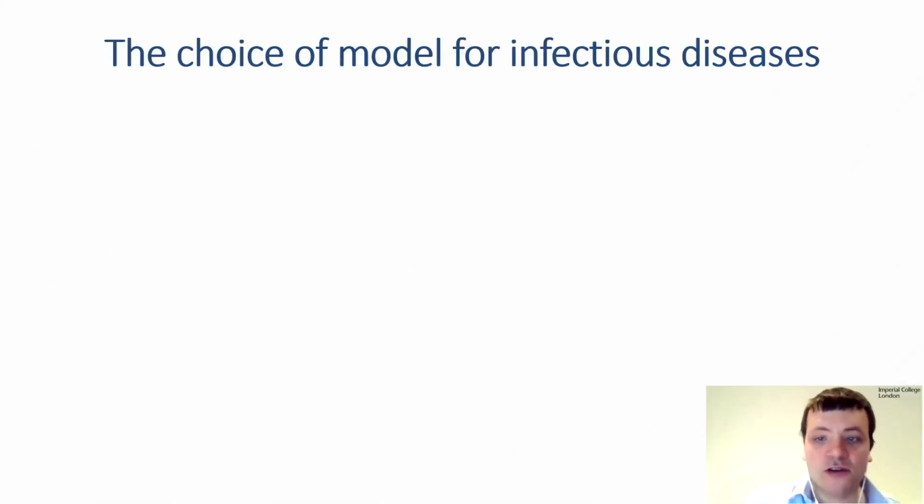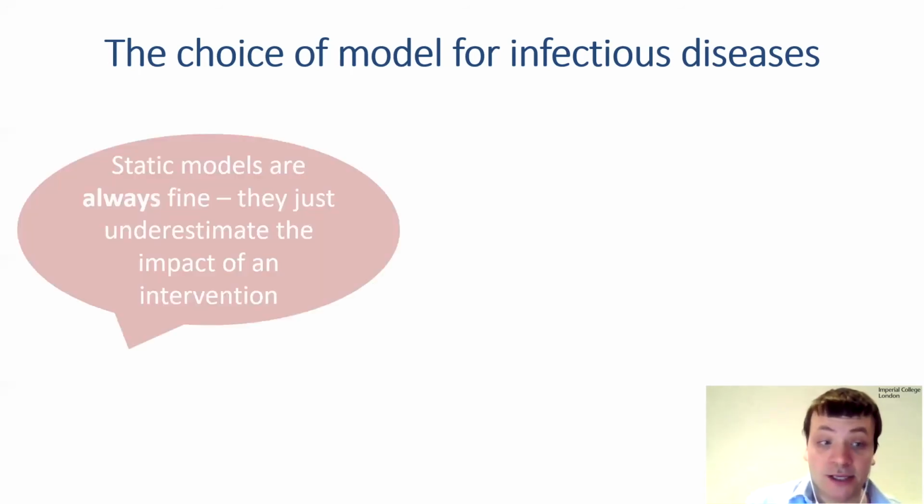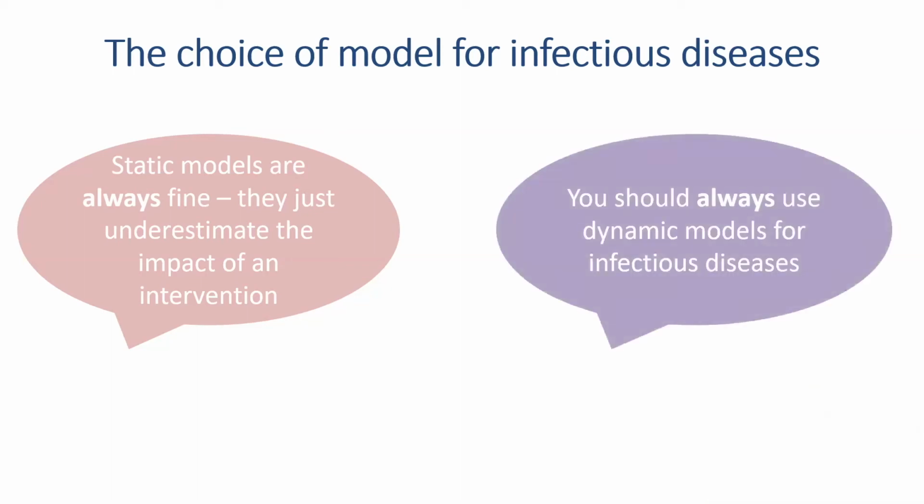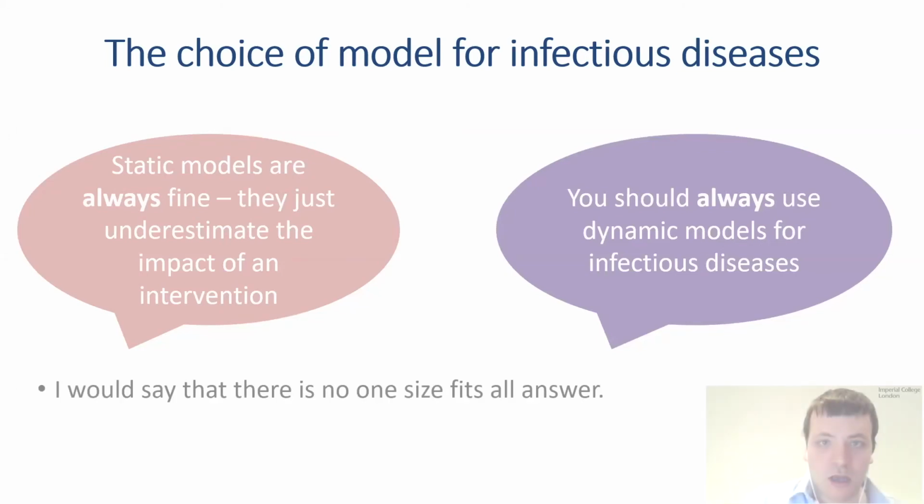So, when considering the choice of model for an infectious disease, one viewpoint is that static models are always fine. They just underestimate the impact of an intervention compared to a dynamic model. So they're just giving you a conservative estimate. However, I've also seen the opposite view, with some stating that you should always use a dynamic model for an infectious disease. I and many others would say that there's no one-size-fits-all answer here. The choice of model is going to depend on the question and the context.